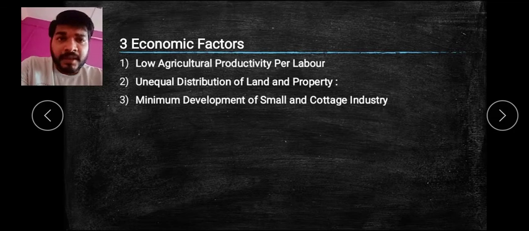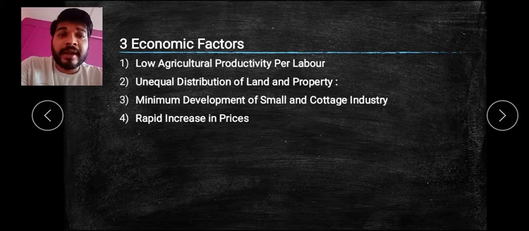Again, we have seen in the historical reasons that because of the Britishers' rule and their industrial policy, our small and cottage industries suffered a lot, and how they suffered, all that we are going to learn in detail in this particular point. Then comes the fourth one, that is rapid increase in price.